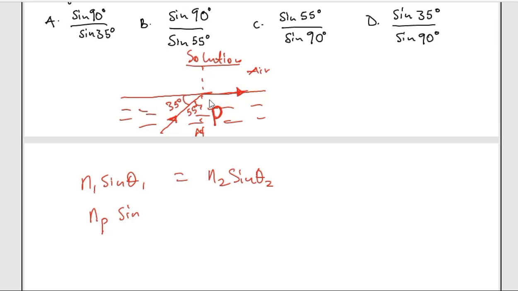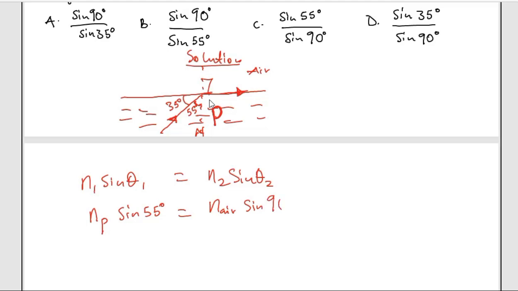This 55 degrees. Remember that the incident angle is the angle to the normal. So you must make sure you are taking your angle to the normal, not this inclination angle. The angle must be to the normal. So that is sine 55 degrees is equal to, what is my N2? My N2 is air. Then once again this is 90 degrees.